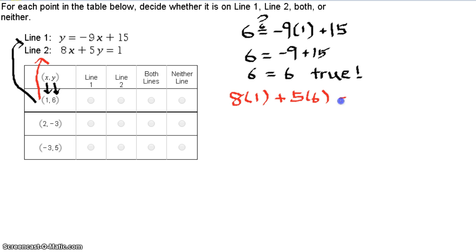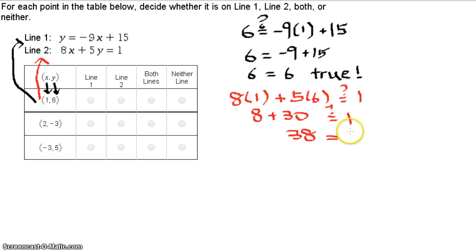And I need to see if my left hand side is equal to my right hand side. My right hand side is just 1. So 8 times 1 gives me 8, and 5 times 6 gives me 30. Is this equal to 1? So obviously no. So this is 38, and 38 is not equal to 1, which means this is false.